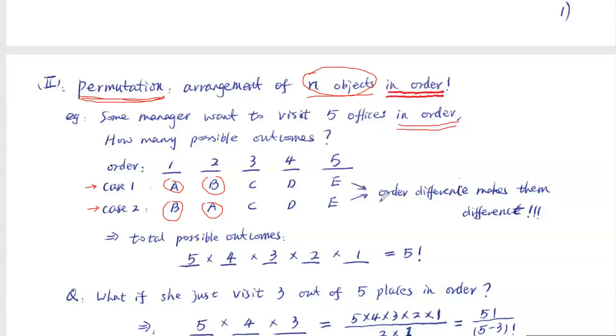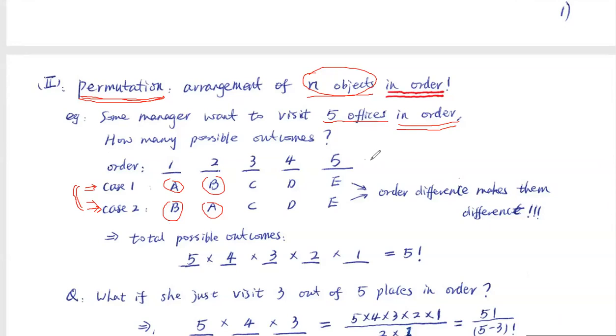Because A and B are put into a different order, we consider those 2 cases. They are different cases, so we count this as 2 cases because they are different. Okay. So in that case, back to our question: the manager wants to visit 5 offices in order. How many possible outcomes?